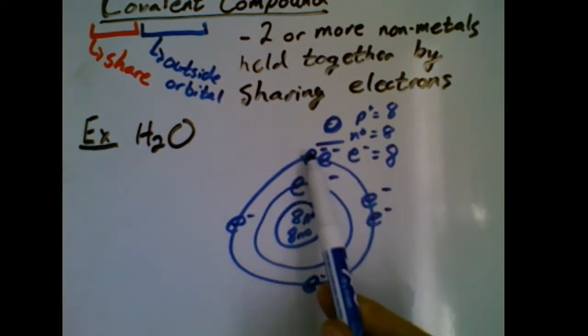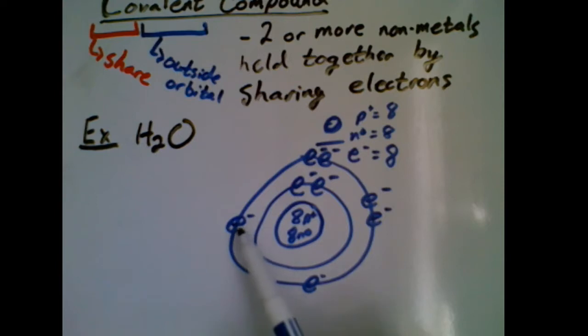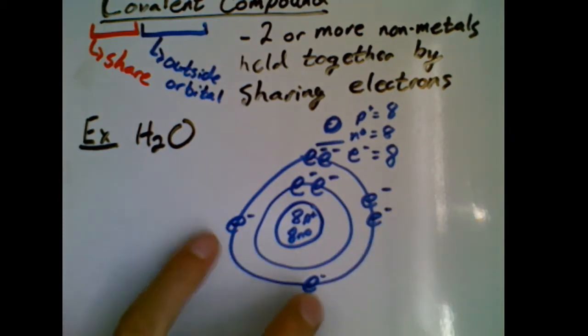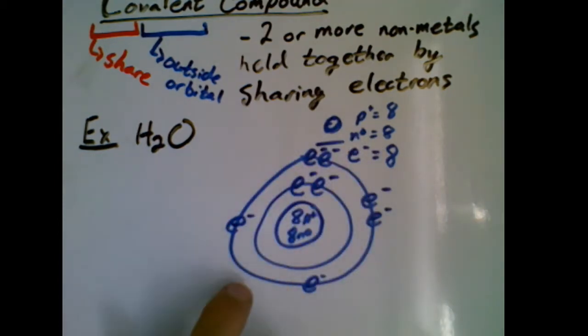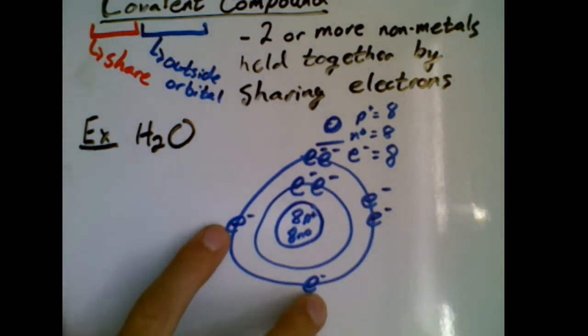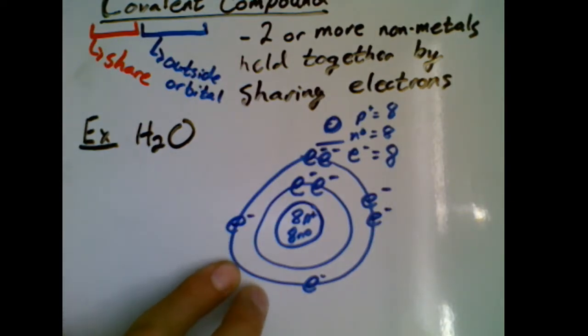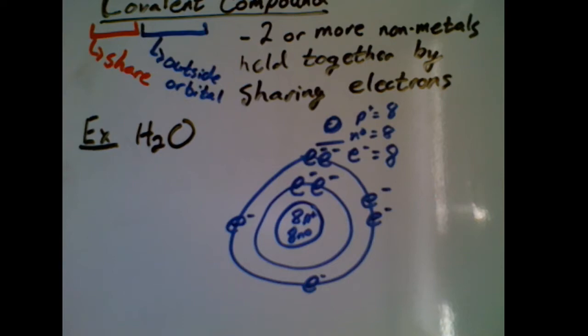I want you to notice that I started at the top and worked my way around, putting 1 electron on each side before I made pairs. The reason I do that is because electrons like to be paired up. And so in an atom of oxygen, these 2 electrons aren't very happy. Remember, the outside orbital wants to be full. Atoms want to have a full valence shell, and these 2 unpaired electrons are really messing with that. They also cannot just combine together to pair up. It doesn't really work that way.